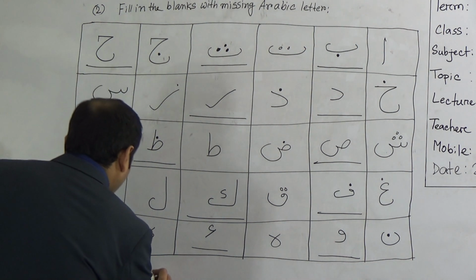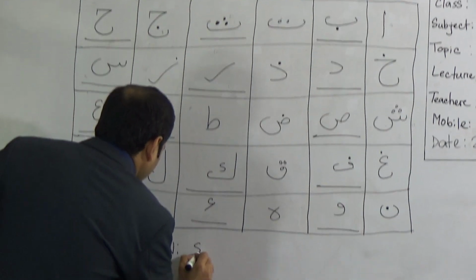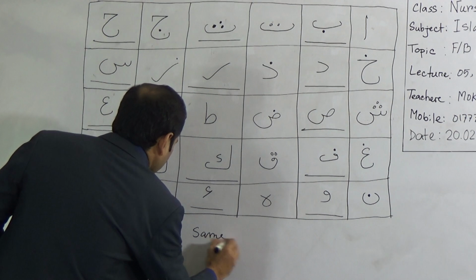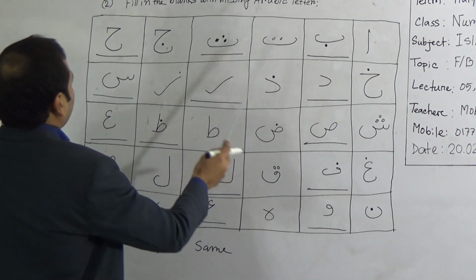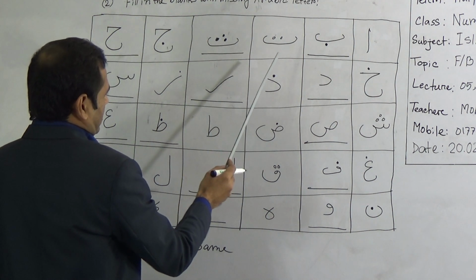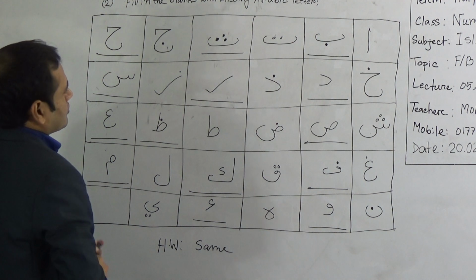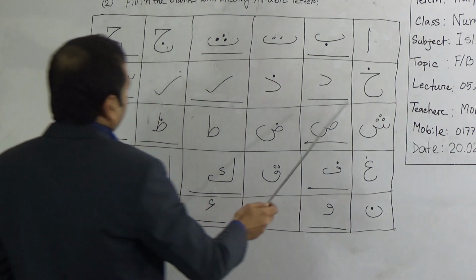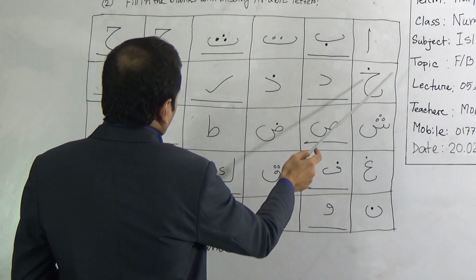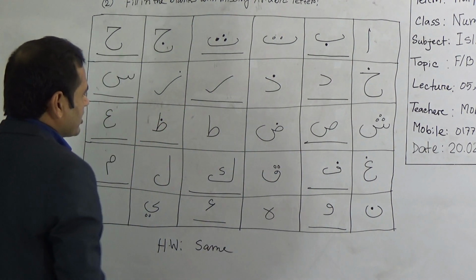Dear students, now SW, your SW topic will be same. That means you will write fill in the blanks. In short, you can write FB. So you will write all the letters making a gap. You can also draw a chart or box. It will be better for you.